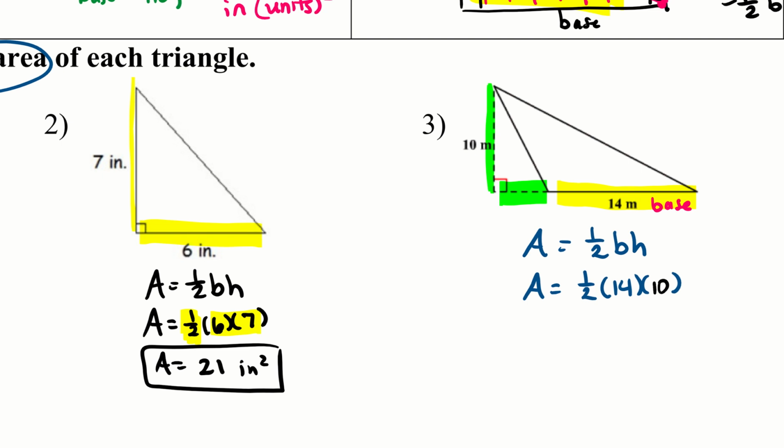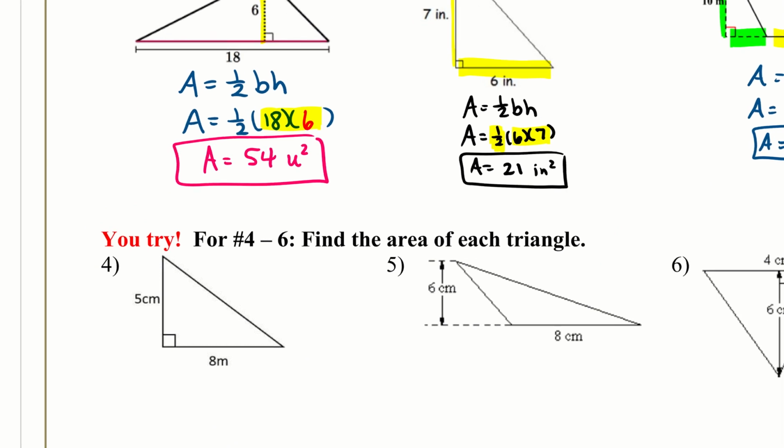And now I will compute this. I could either do 14 times 10 is 140 and then divide that by 2, or I could do 1/2 of 14 is 7. 7 times 10 is 70. And then my units are meters squared. Totally okay to use your calculator on your phone or whatever you'd like. Desmos is a great one.